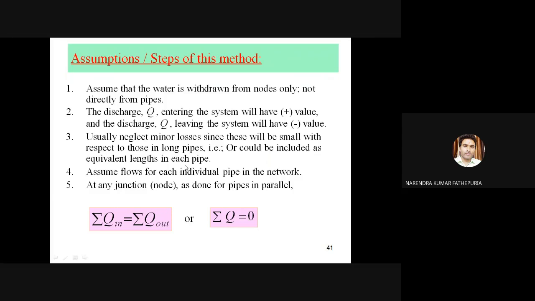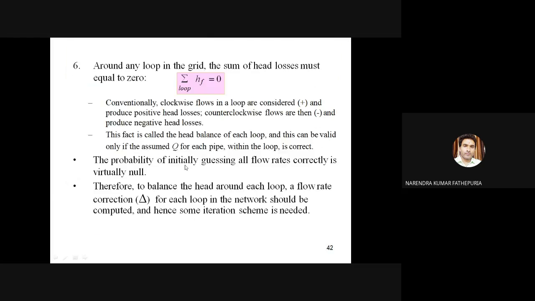These two assumptions, as I told you, you always have to take care of. The summation of all head loss should be 0. Sign is very important. Around any loop in the grid, the sum of the head losses must be equal to 0. Conventionally, clockwise flows in the loops are considered positive and produce positive head losses, and counterclockwise flows are negative and produce negative head losses.